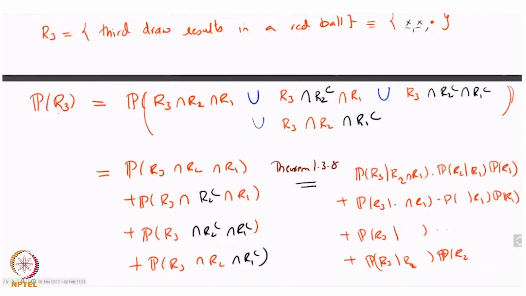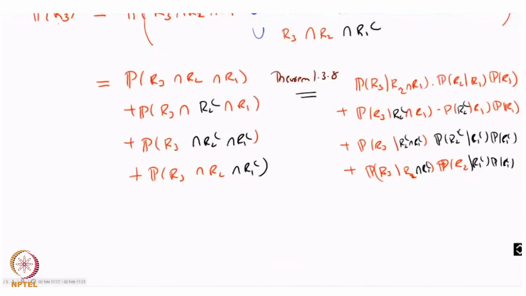So this is R2 complement here. This will be R2 complement and R1 complement: probability of R2 complement given R1 complement, and probability of R1 complement. Very nice. That's what you will get.